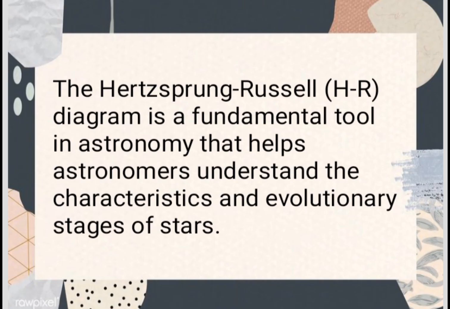So the Hertzsprung-Russell diagram, or the HR diagram, is a fundamental tool in astronomy that helps astronomers understand the characteristics and evolutionary stages of the star. This HR diagram is an important tool because it helps them understand not only the characteristics and evolutionary stages but also the ages of the stars.